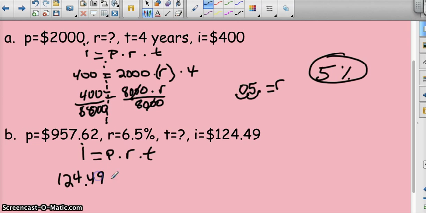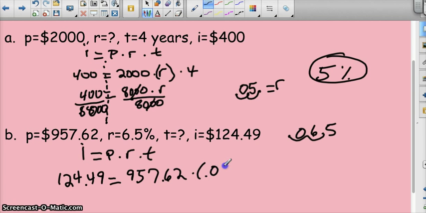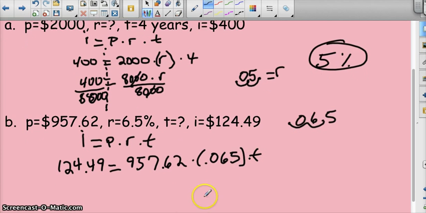124.49. The P, the principal, is 957.62. The rate, well, we better convert this to a decimal. 6.5%, moved back 2 places, as a decimal is 0.065. And we don't know what the time is. That's why we'll leave it as a T, the variable we'll solve for.